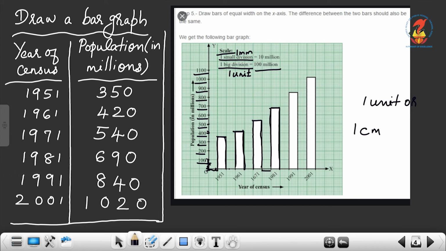The next one is 840. This one is 800, so the middle one will be 850, and one below that is 840. Again draw the bar. Then the last one, 2001. Again leave 1 centimeter. Draw the next bar. The value is 1020. Here we have 1000, so 1020. We draw the bar. So we will get the bar graph.